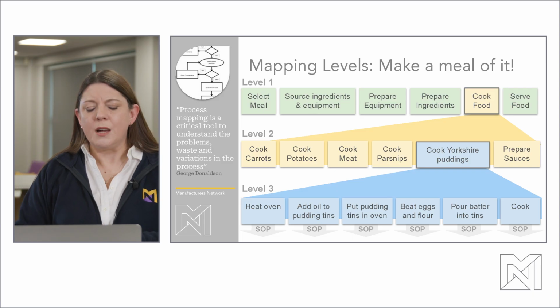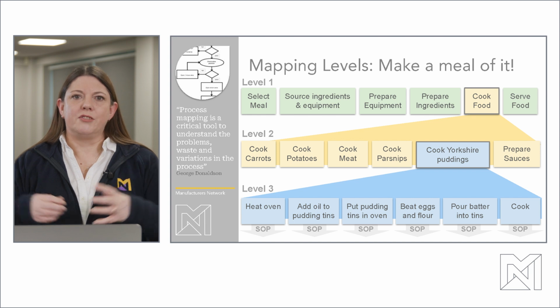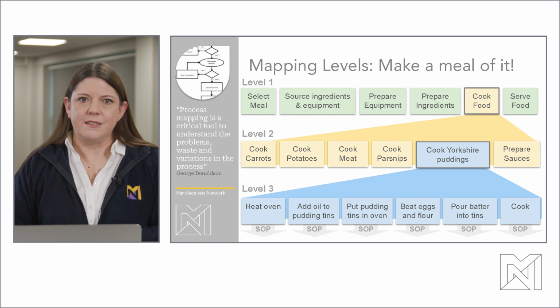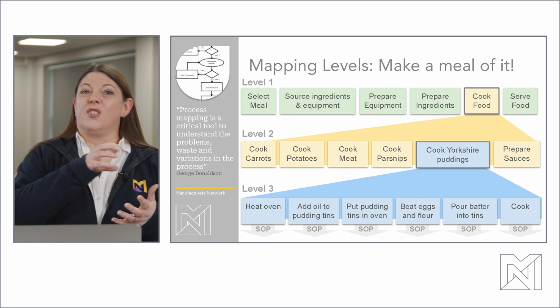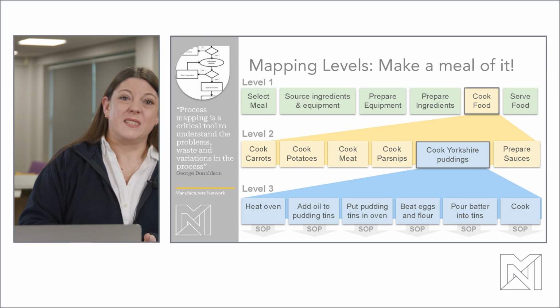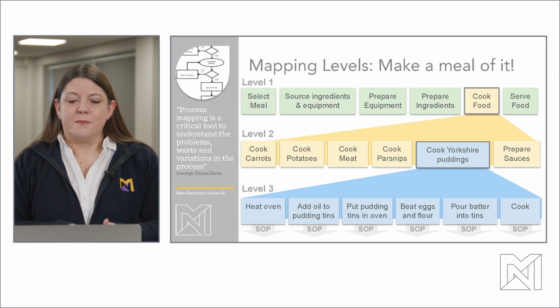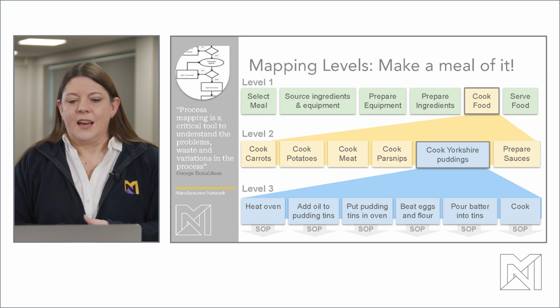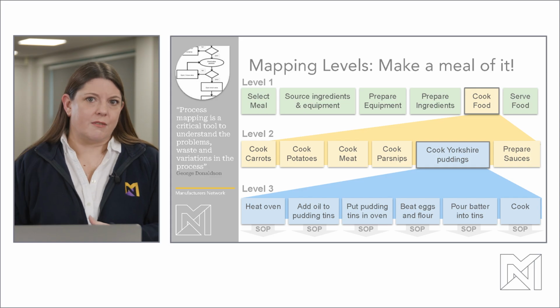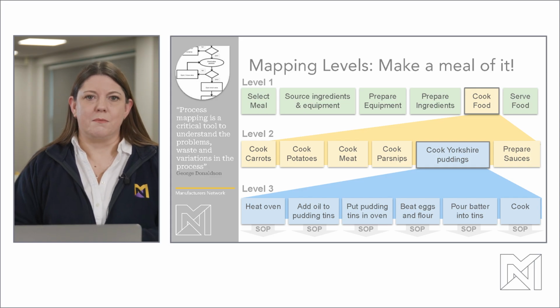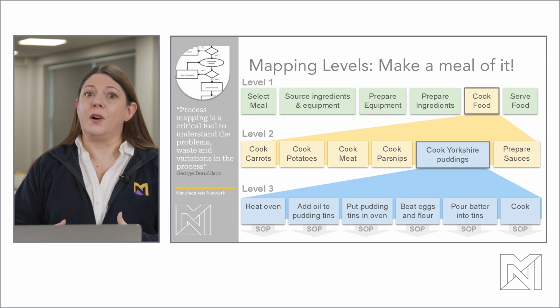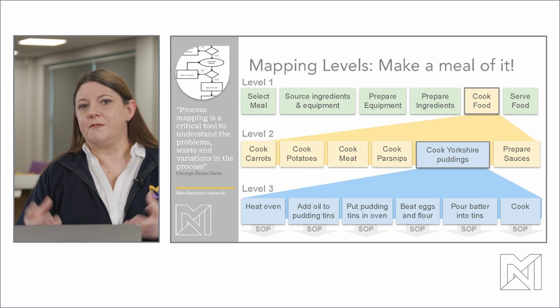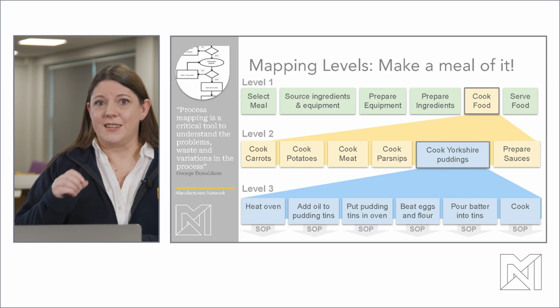So at level 2, cooking the food, we can break that a little bit further down. And we can say, okay, this meal I've chosen is a roast dinner, right? So we're going to cook the carrots, the potatoes, the meat and the parsnips, everything else. We're going to prepare some sauces, some gravy, maybe whatever it is we need to have with that meal. One of the really important things, Yorkshire puddings. I'm from Yorkshire, so it's really important that we get this right.